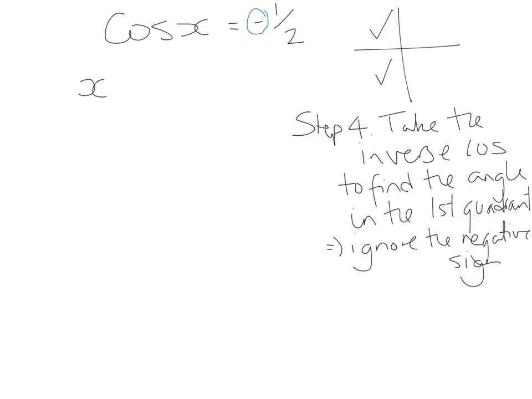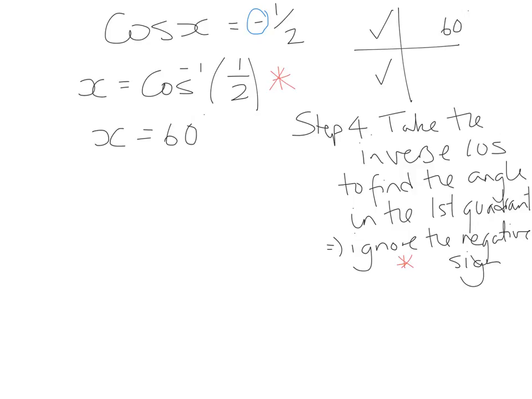So what we're going to write is x is equal to cos to the -1 of 1/2. So you can see that I haven't put that negative sign in there. So I'll just put a wee star there to show you that that's what we've done. We've ignored the negative sign. And what we end up with then, in the calculator, when we do our shift cos this time, we get 60 degrees. So 60 degrees is the angle in this first quadrant here.